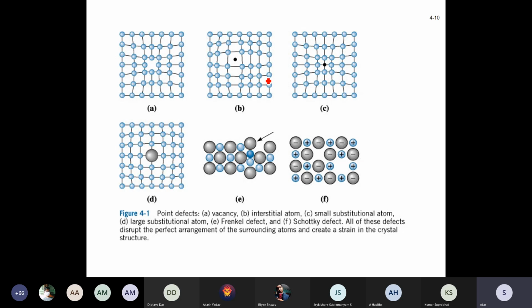Now, what did we say? Summary: a vacant site, an interstitial site, a large interstitial. But these two defects I shall not cover because they are taught in high school. One is the Frenkel defect and the other one is the Schottky defect. That you know from your high school days.